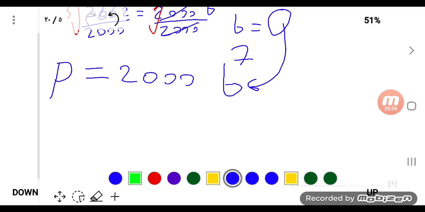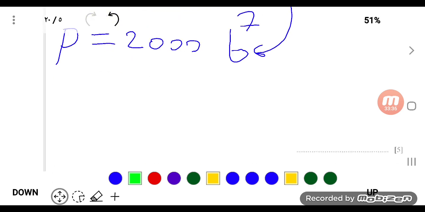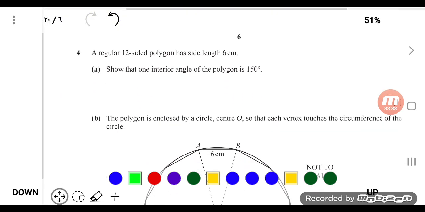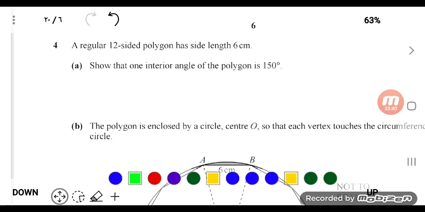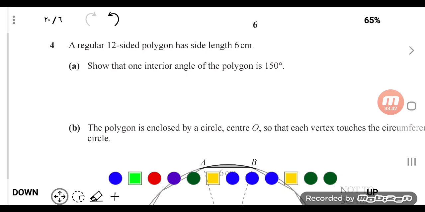Let's see now next question. Question number 4. A regular 12-sided polygon has side length 6 cm. Show that one interior angle of the polygon is 150.